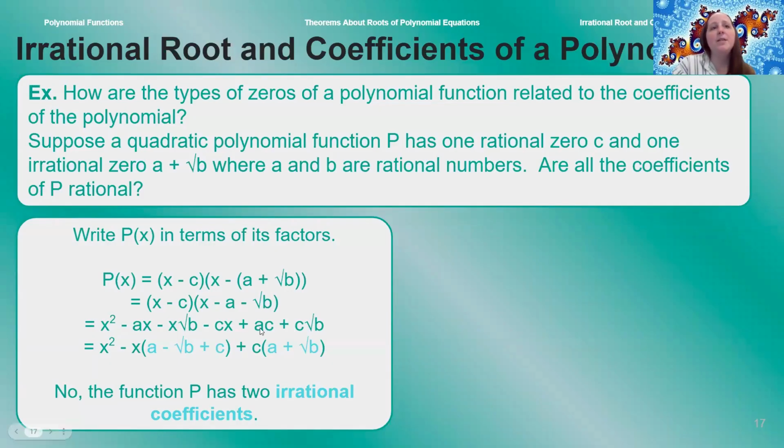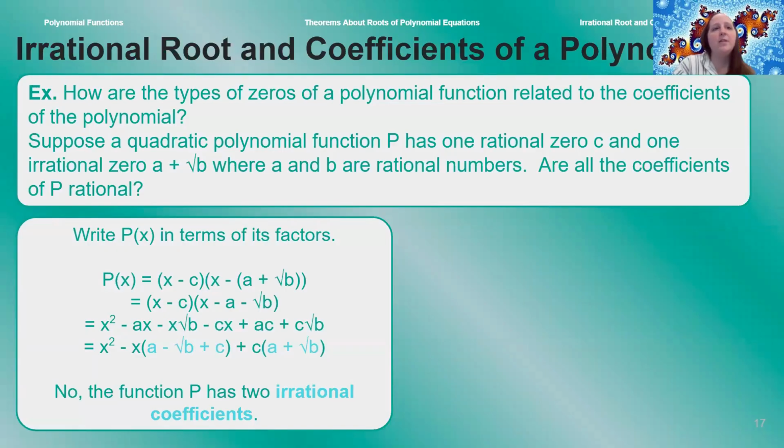Basically I can just write this out. So x minus c, that's my rational zero. That's my whole number or fraction. Regardless, it's something that I can rewrite as a fraction. And then I have one that's irrational, so that's the square root of something. Like the square root of 3 would be an irrational number. It's a non-repeating decimal, or a number I can't write as a fraction.